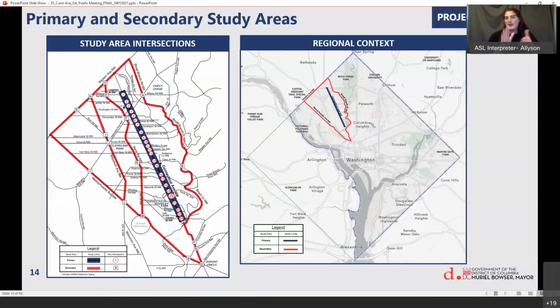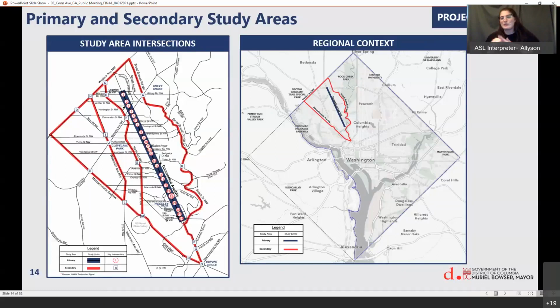We show our study area maps. The map on the left shows you our primary study area in blue. To the north, the study area starts at Legation Street, and to the south, it ends at Calvert Street. That's the primary study area. The secondary study area extends from Western Avenue to the north, Mass Avenue to the west, DuPont Circle to the south, and Broad Branch Road and Beach Drive to the west. The map on the right shows you where Connecticut Avenue fits in terms of the regional context.